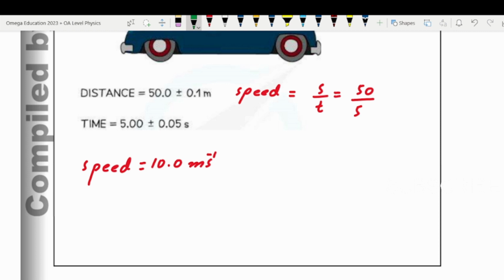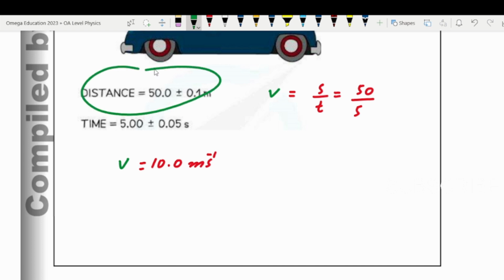This is the principal value of speed, but we need to find the uncertainty as well. Like how much uncertainty is there? Let's call speed V. So this is the value of V, but what about the value of delta V or delta V percent? In the formula of speed we have distance and we have time, and these two quantities are being divided. So we'll apply the rule here.